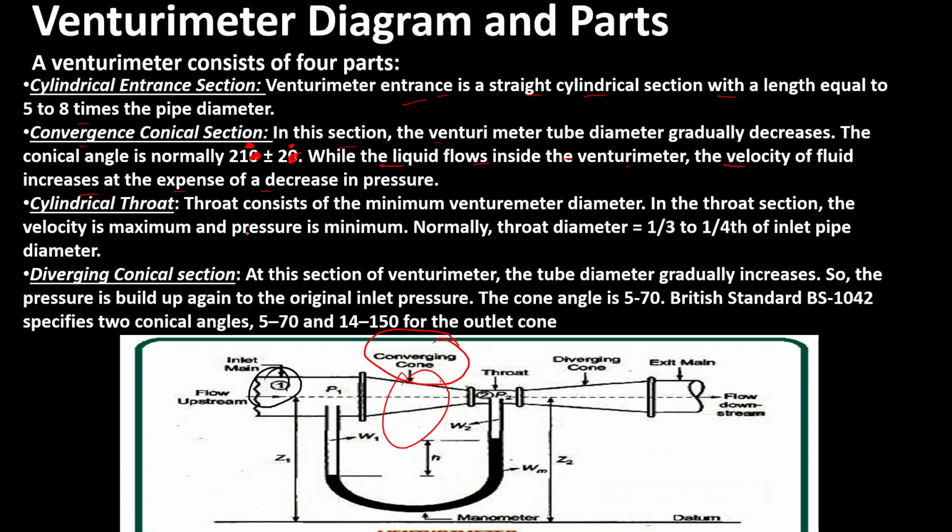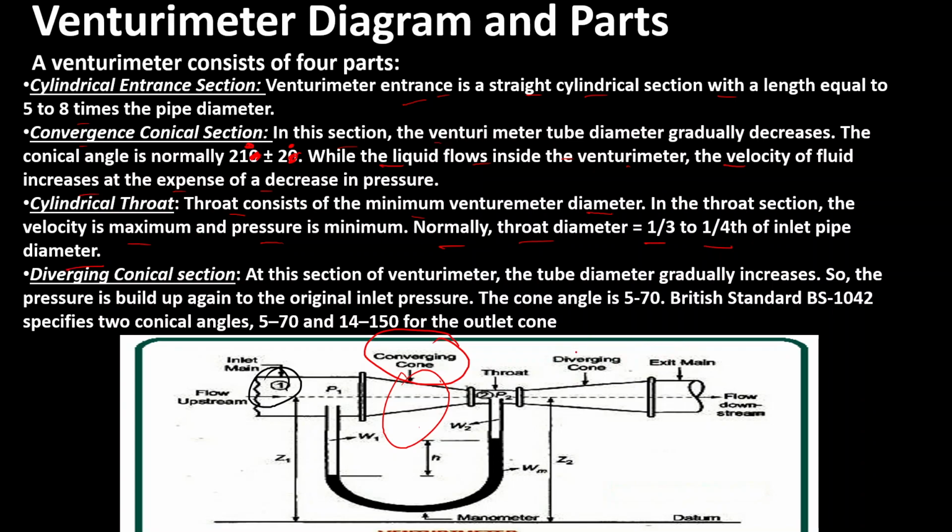After that, we will discuss the throat. The cylindrical throat consists of the minimum venturimeter diameter. In the throat section, the velocity is maximum and the pressure is minimum. Normally, the throat diameter is 1/3 to 1/4 of the inlet diameter.